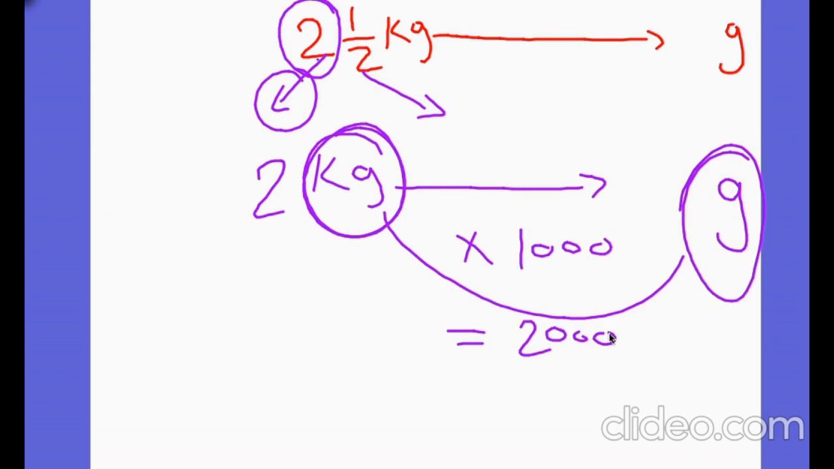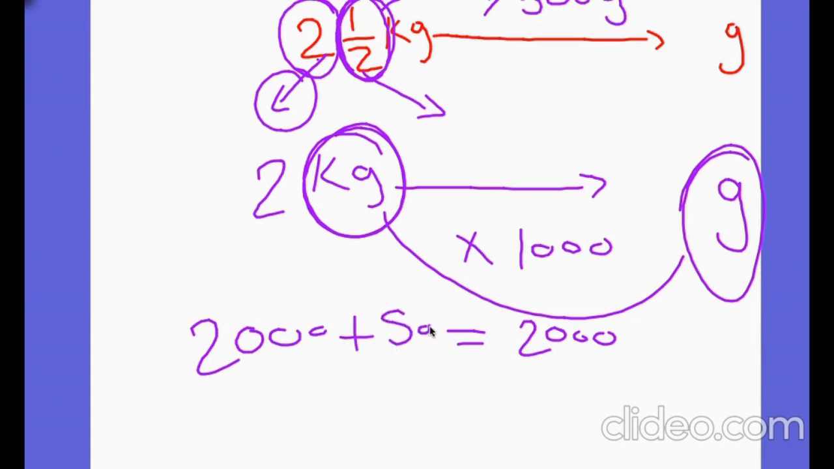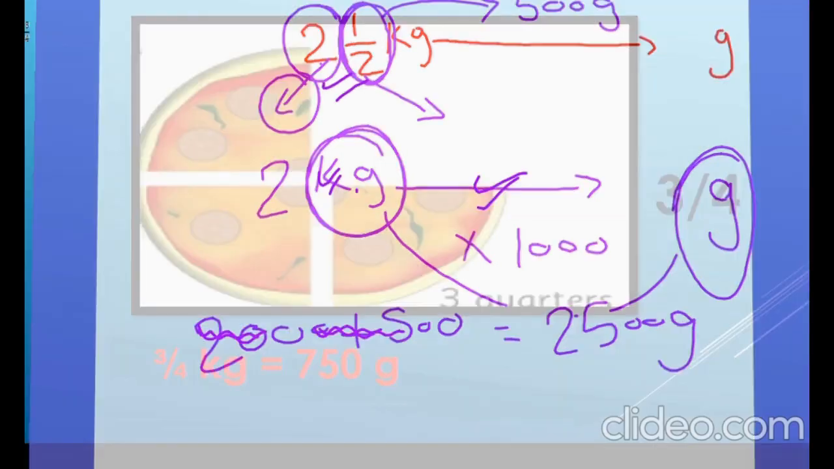So the answer will be 2,000. But I have half a kilogram. What does it mean, as we see it now? It means 500 grams. Now, what we will do, we will add 2,000 plus 500, so the answer will be 2,500 grams. Another one.